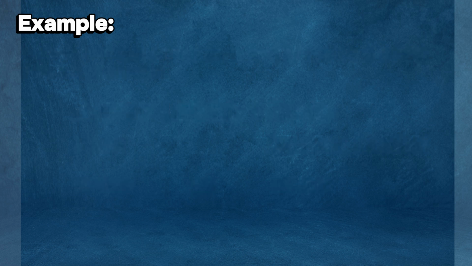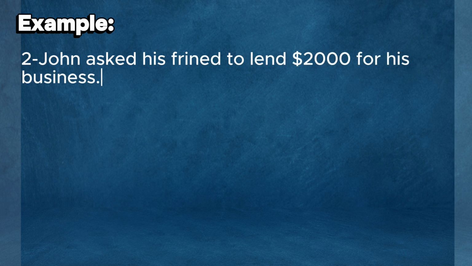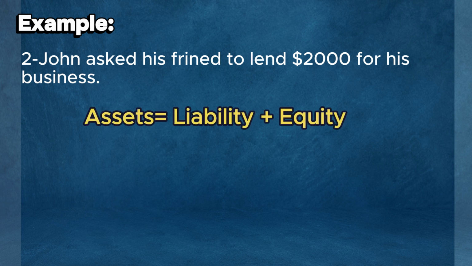Let's take another example. In this example, John asked his friend to lend $2,000 for his business. This transaction will give two effects. Number one, the business will receive cash of $2,000. So, cash is an asset. We will present cash under the assets on the left hand side.